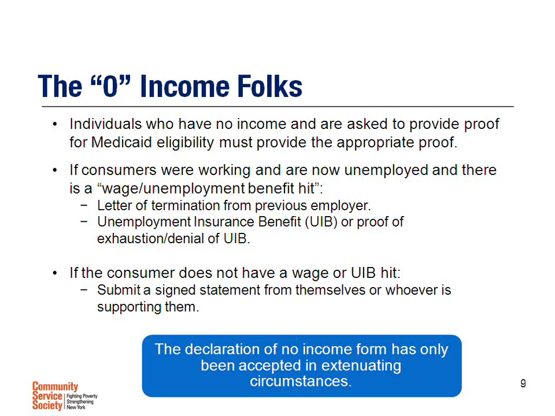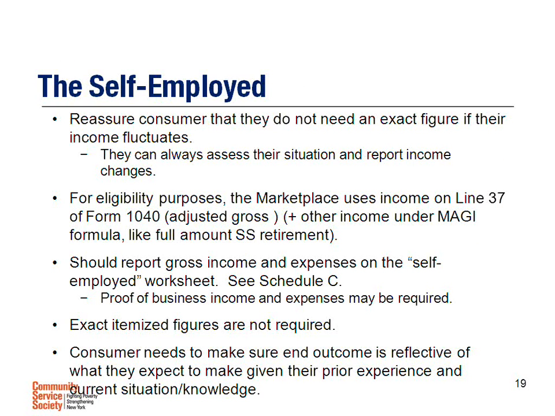Note that there is this declaration of no income form where the person attests to have no income, but that is only accepted in very exceptional circumstances. And when that form is used, it actually goes to the Department of Health to be reviewed. So if you are using that form when you can in fact provide other proof, you're simply delaying the eligibility determination for your client, and it may not be accepted. At the end of the day, you're still going to be asked for some type of proof, depending on whether there is a wage or an employment hit. Those are things to consider.